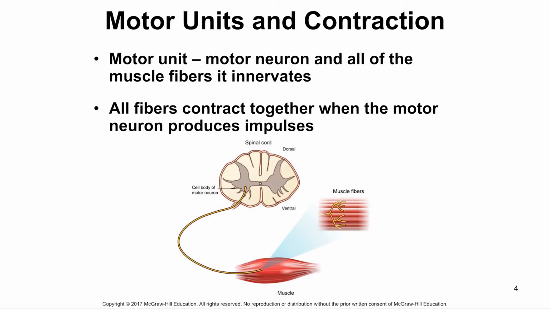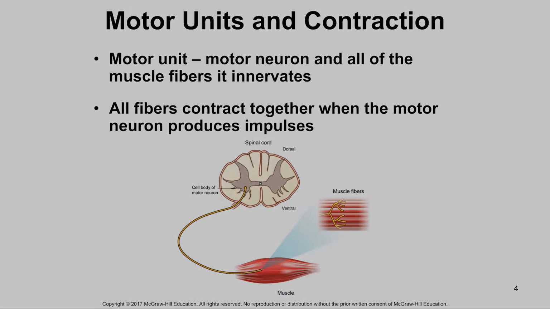And when a motor unit is activated, or when the motor neuron has an action potential that it carries to the muscle, all the fibers that motor neuron innervates have the potential to activate together. So this is an all or nothing contraction where the action potential that's carried by the motor neuron to the muscle affects all of the muscle fibers that it's associated with.